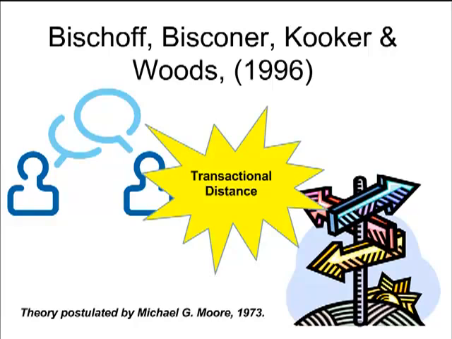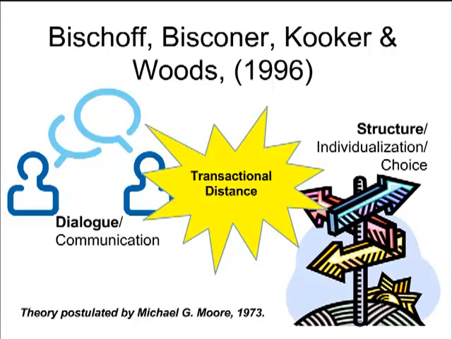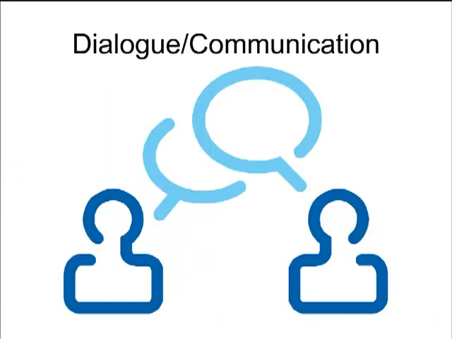In it, I talked about the theory postulated by Michael Moore that transactional distance is a function of dialogue or communication and structure or individualization or choice. And in it, I found that more dialogue or communication and less structure or more individualization led to a closer transactional distance perceived by the students with their teacher. So how do we accomplish dialogue and communication in an online course?